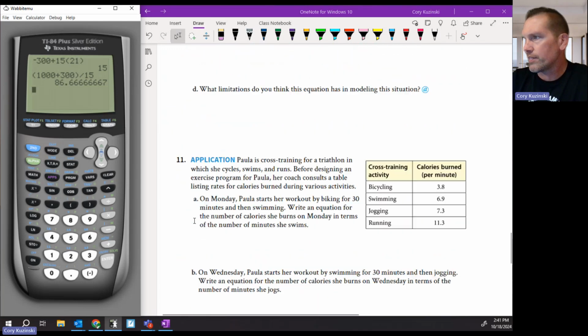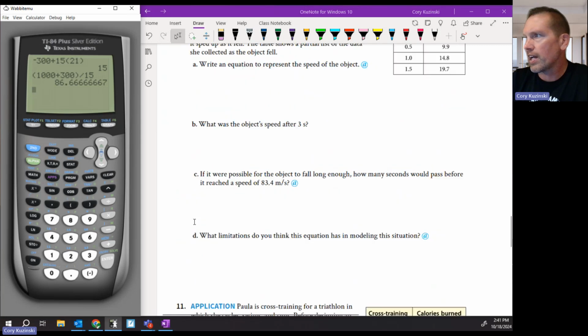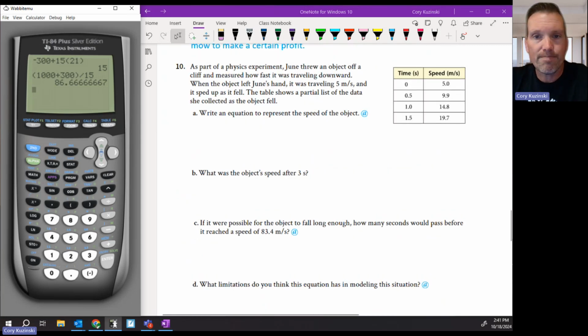All right, what have we got left? 10 and 11, just two more. Okay, so try number 10. Press pause, try number 10, and then press play, and I'll give it a shot.